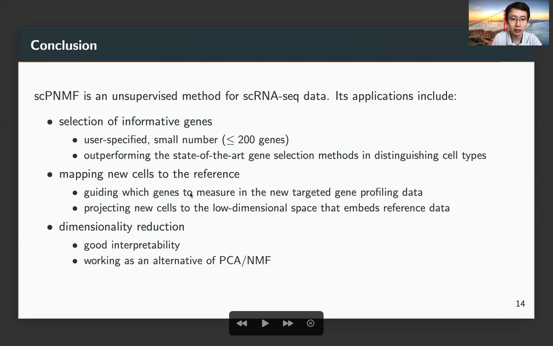So imagine if you measure the targeted gene profiling data set with only the selected genes, you can use scPNMF to project your new cells to the low dimensional space of the reference data set, and you can perform the label transferring. And finally, it can serve as a dimensionality reduction method, and its interpretability is much higher than other linear dimensionality reduction methods. In one word, if you have a situation that you want to use PCA or NMF, you can always try PNMF as an alternative.